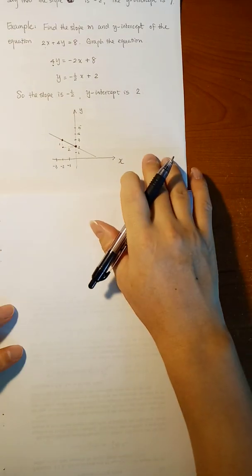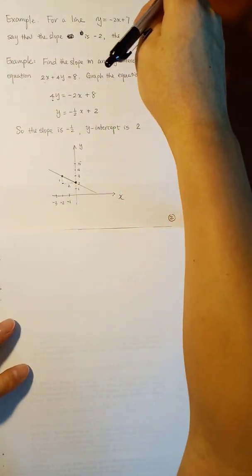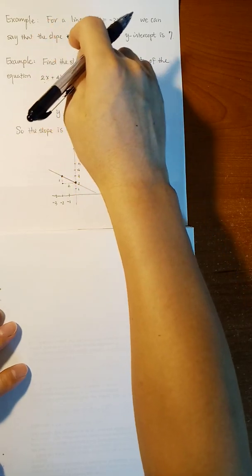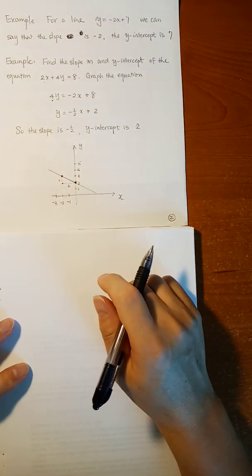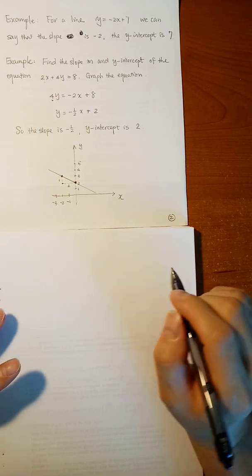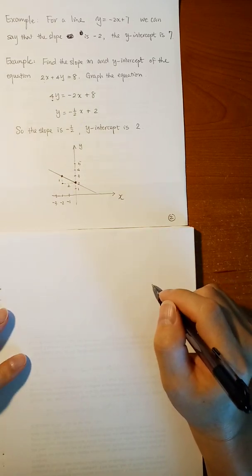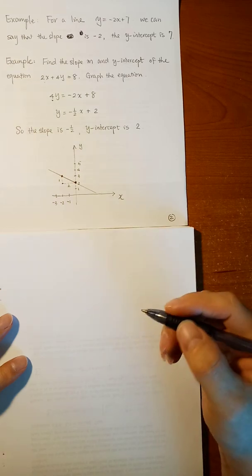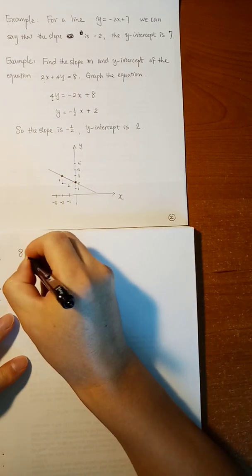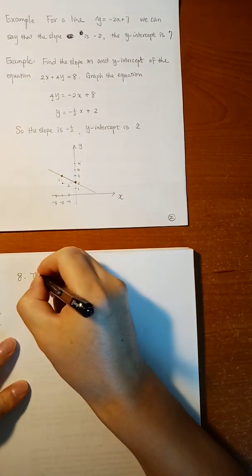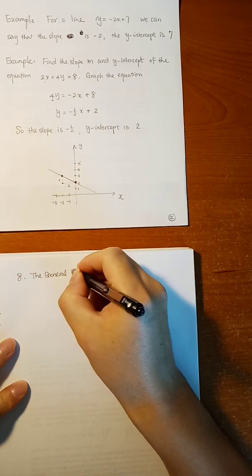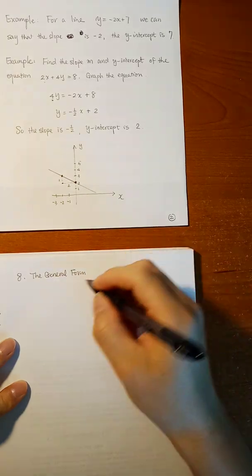Okay, so in the last example, 2x plus 4y equal to 8. This type of equation is called the general form for the line. So this is a third form.